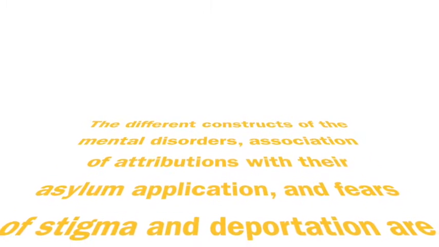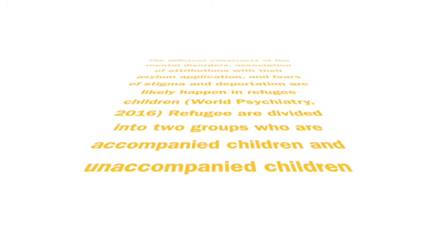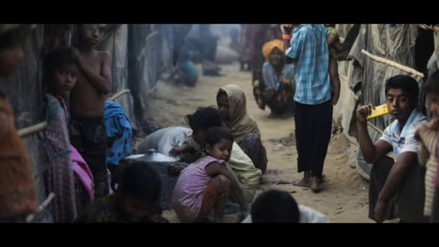Mental disorders associated with their asylum application and fears of stigma or deportation are likely to happen in refugee children. Refugee children are divided into two groups: accompanied children and unaccompanied children. The profession that is suitable to cope with this issue is OT, which is a profession that deals with health and rehabilitation.